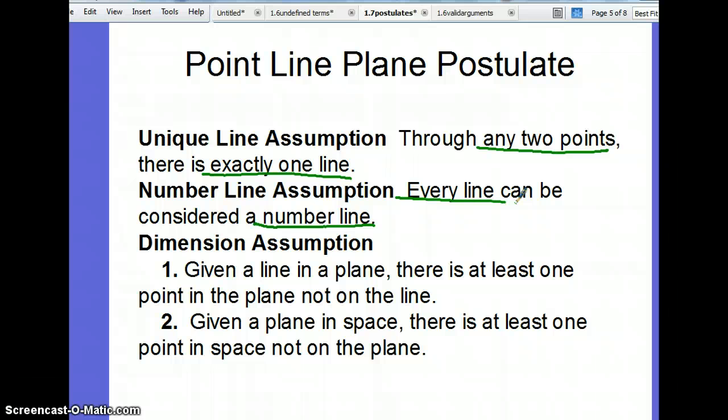And the dimension assumption is kind of weird, but if given a line on a plane, there's at least one point that is not on the line. So if I can kind of draw that out here, there's our plane, there's our line, and there's another point. So in other words, a plane has more dimensions than the line does, and space has more dimensions than a plane does.